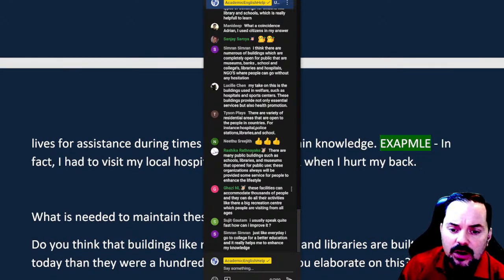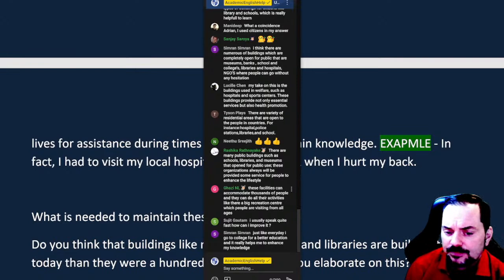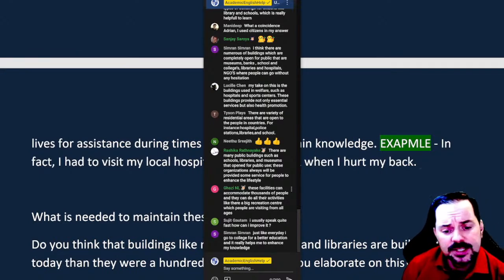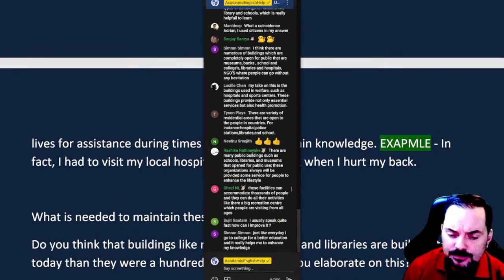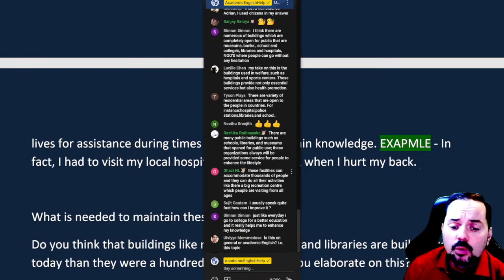Tyson says there are a variety. It's kind of weird, but we use a with variety. There are a variety of residential areas that are open to the public in many countries, such as hospitals, police stations, libraries, and schools. Why, Tyson? Rashika says, there are many public buildings such as schools, libraries, and museums open for public use. These organizations provide services for people to improve their quality of life.